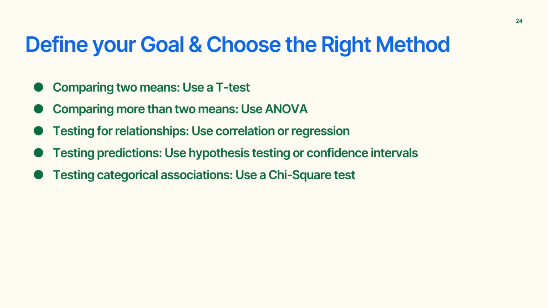Next, define your goal and choose the right method. Your research question guides your method. For comparing two groups, use a t-test. More than two groups, use ANOVA. For relationships, go with regression or correlation. For predictions, confidence intervals and hypothesis testing. If you're analyzing categorical data, go with the chi-square test.